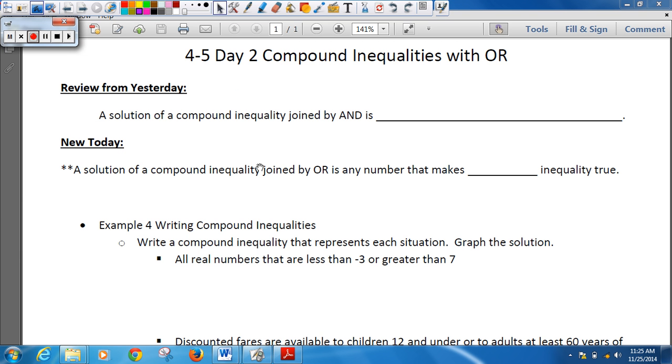Okay, today we are looking at the second day of compound inequalities. This is the day that we have the ones that are joined by the word or. So just a quick review from yesterday when we had the word and that joined them.